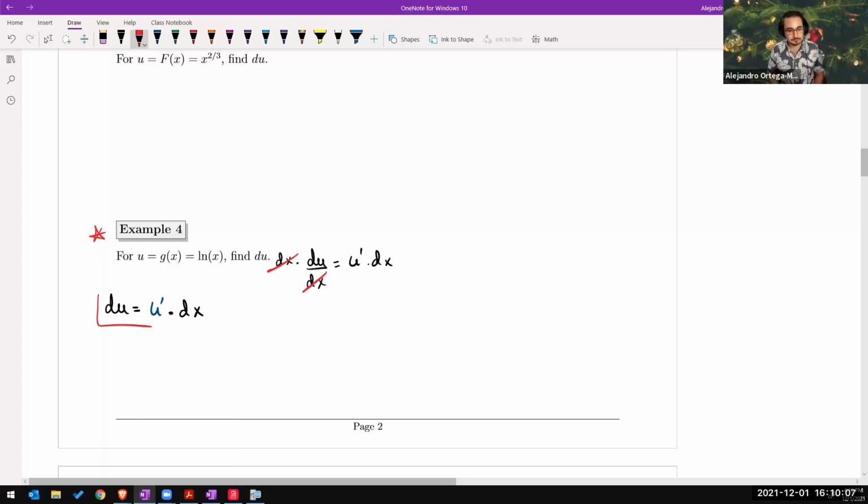So if we want to find out what would be the du, we'll say that the du is going to be equal to the derivative. Well, if u is the ln of x, what is the derivative of the ln of x? Anyone remember by any chance? It's going to be 1 over x. So we'll just put here a 1 over x times dx.